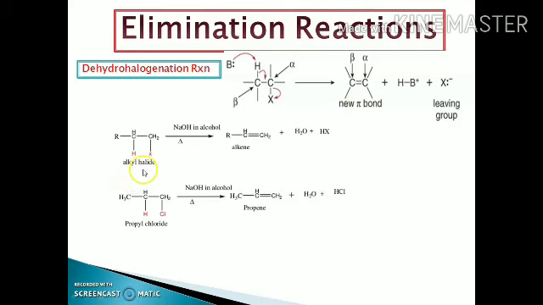For example, this is the simplest alkyl halide. Here X may be fluorine, chlorine, bromine or iodine. This is the alpha carbon atom. When this alkyl halide is treated with the alcoholic base, the halogen group gets removed as a leaving group to give HX. The OH negative ions abstract the H positive ions from the beta carbon to give water as a product, and X is removed as a leaving group.